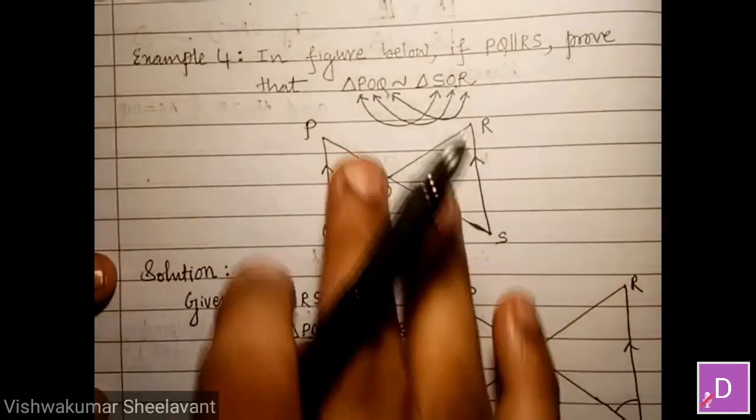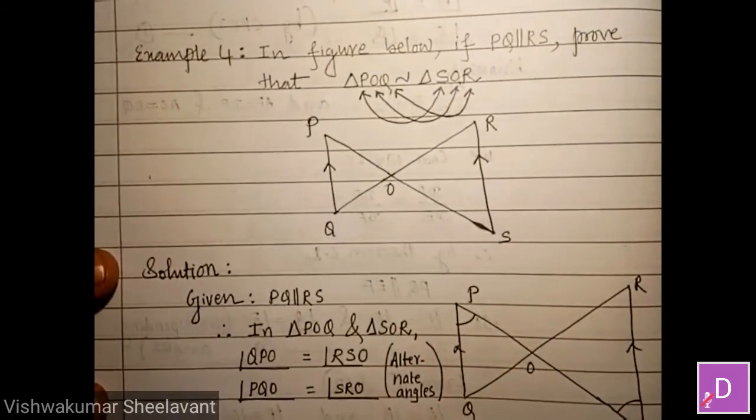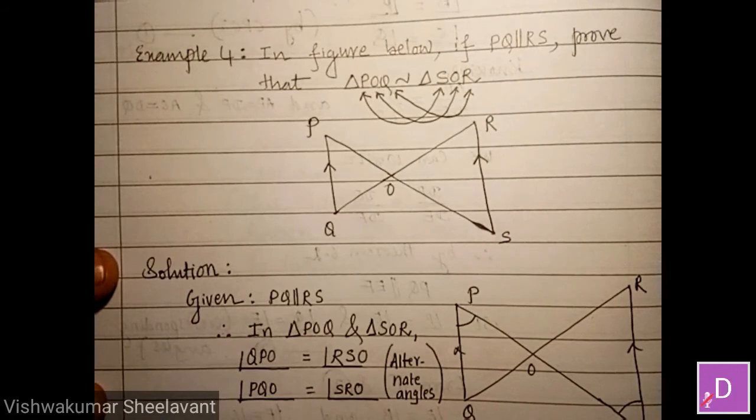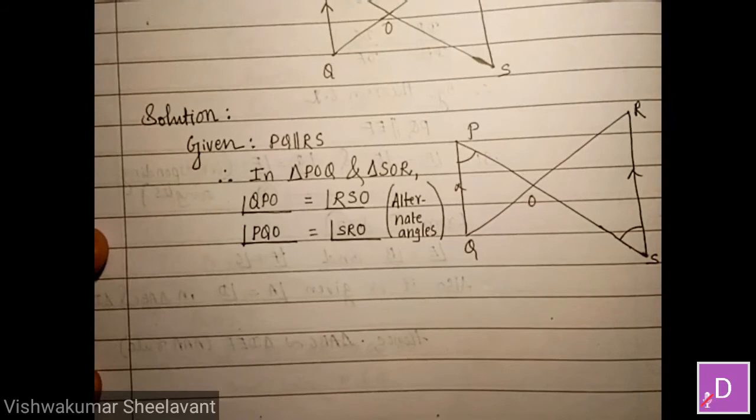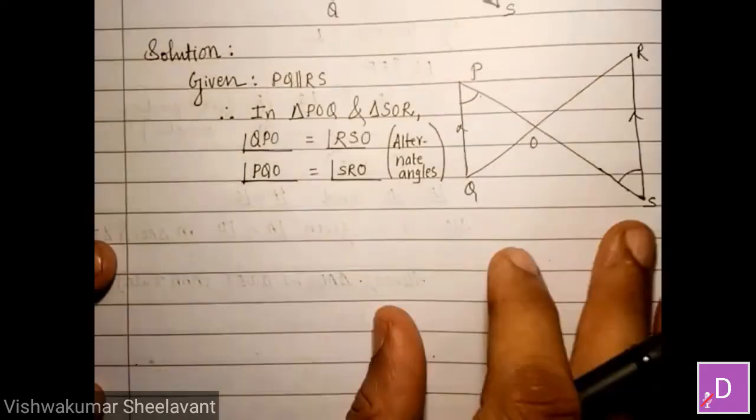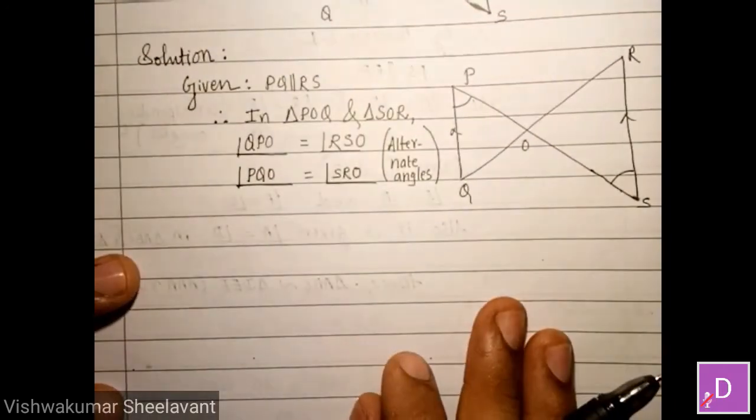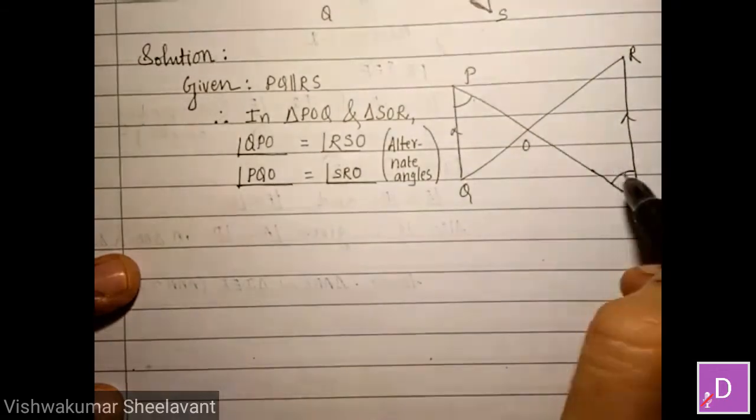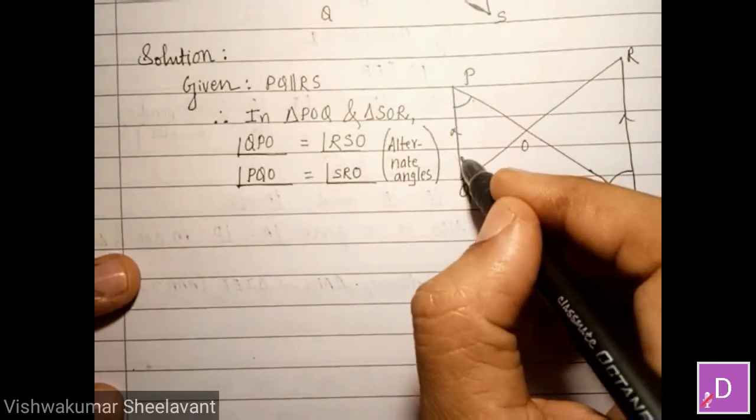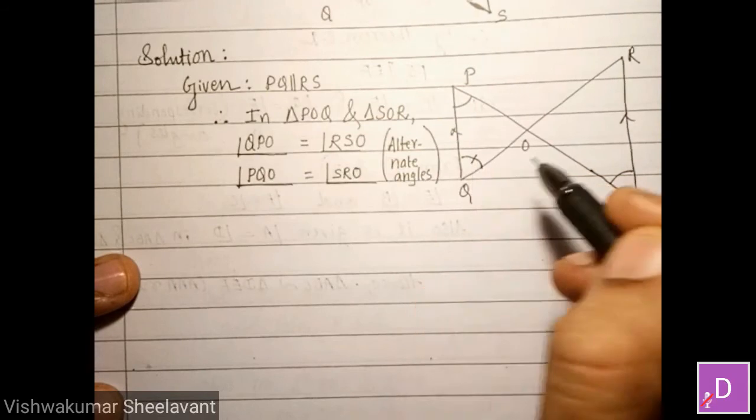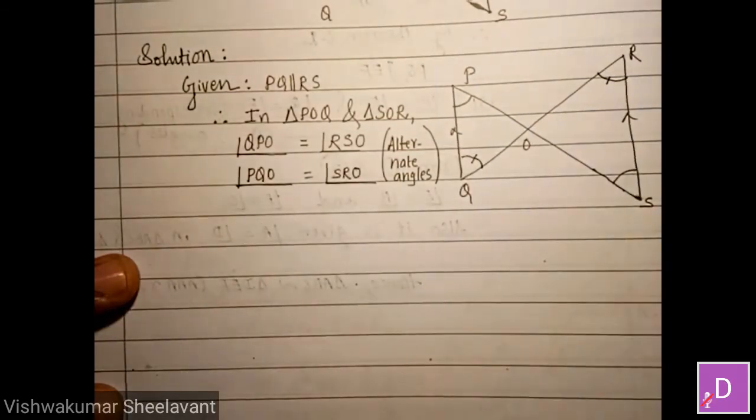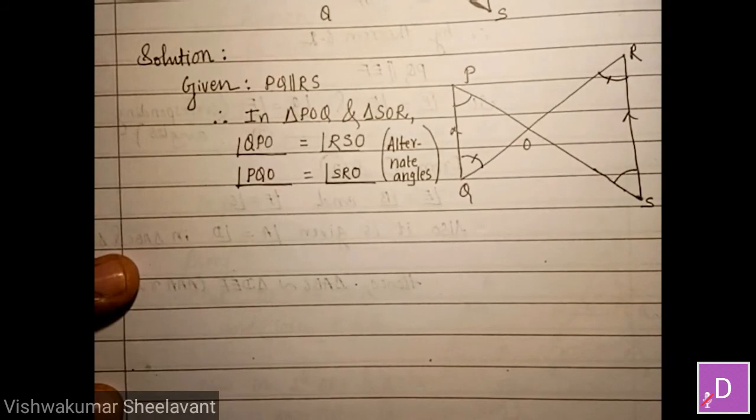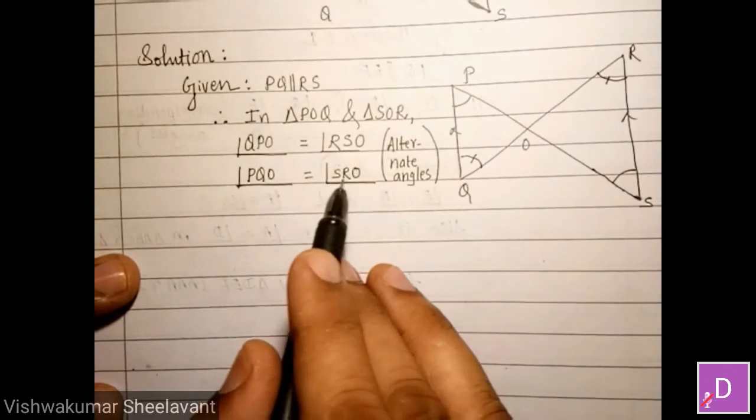So in the question itself, half the answer will be there. But you have to use your knowledge. Correspondence, meaning you must know. Otherwise, definitely you will go wrong. That means angle Q is equal to angle R, or angle PQO is equal to angle SRO.